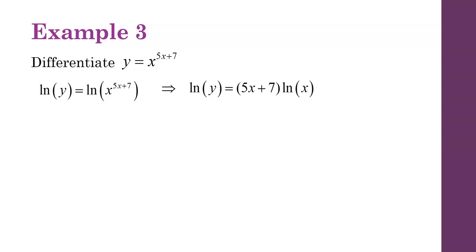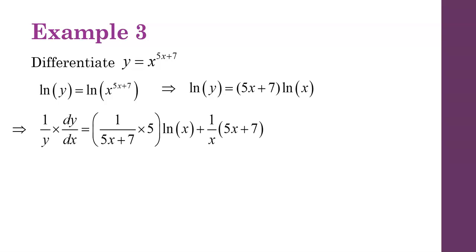So I get 5x plus 7 times natural log of x. And now I can take the derivative because I don't have that situation where I have a base that's a variable and a power that's a variable. And on the right side, I do need to use the product rule. It is a multiplication. On the left side, I'd have to use implicit differentiation.